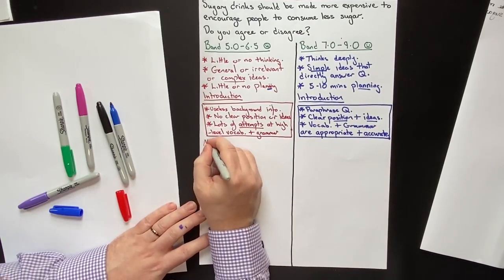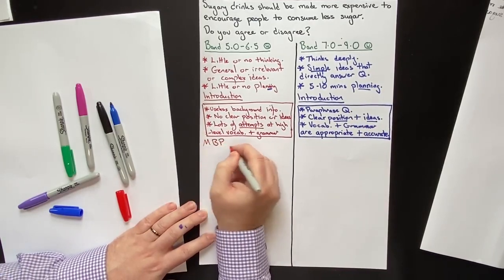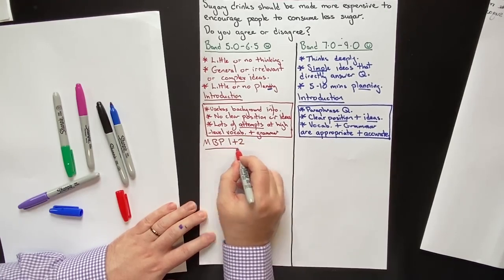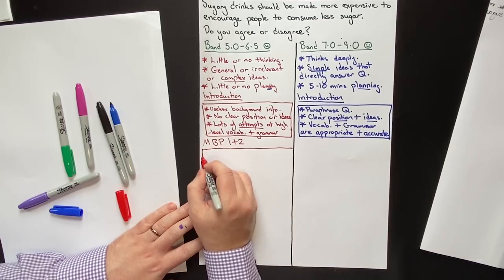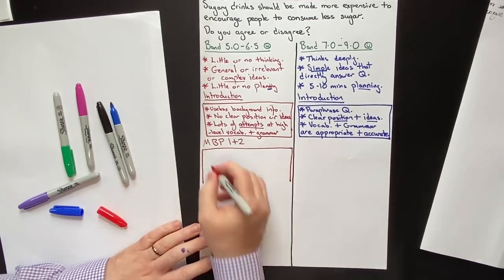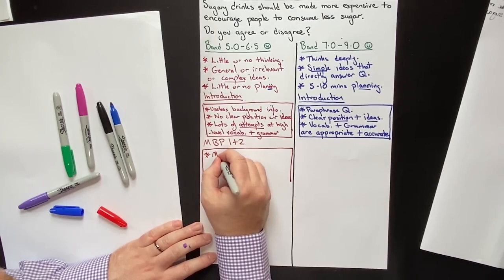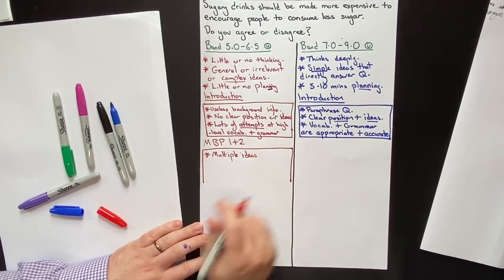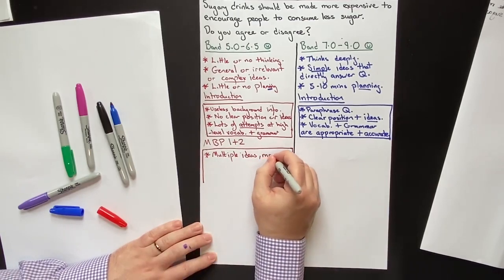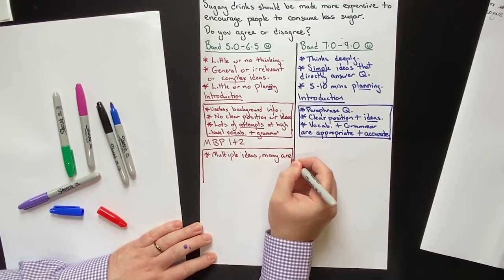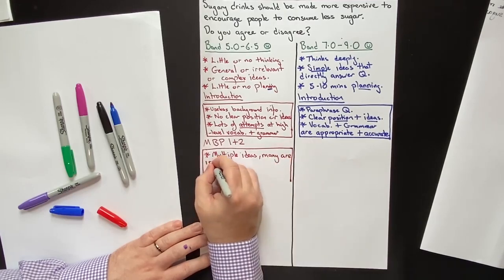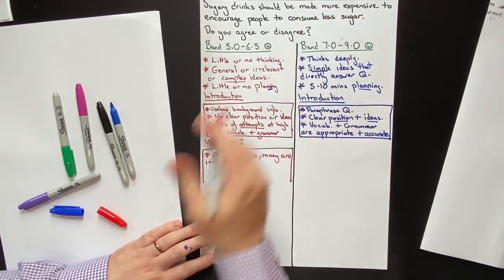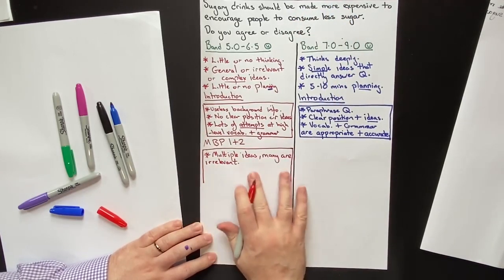So let's move on to the main body paragraphs. MBP, main body paragraphs. Okay, so you're going to have two main body paragraphs for this particular type of question. What this student does is they have multiple ideas in one paragraph, and many are irrelevant. By irrelevant, they just do not answer the question. So they have lots and lots of main ideas.